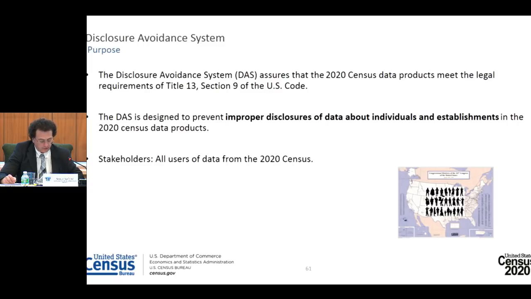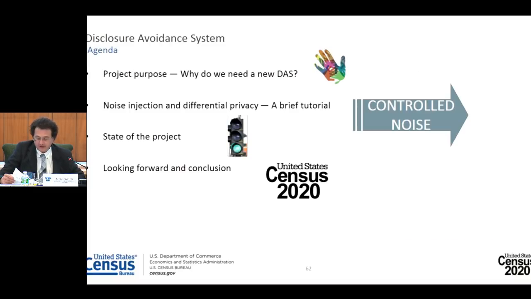Some group quarters facilities will be protected using the principles that we apply to employer business establishments. Our stakeholders are all users of data from the 2020 Census. The 2020 Census takes a fundamentally different approach to disclosure avoidance than previous censuses. In this talk, I will start by discussing the project purpose, why we need to create a new approach to disclosure avoidance for the 2020 Census, and not simply repeat what we did for the censuses in 2000 and 2010.